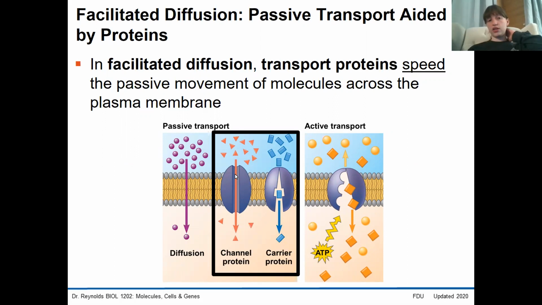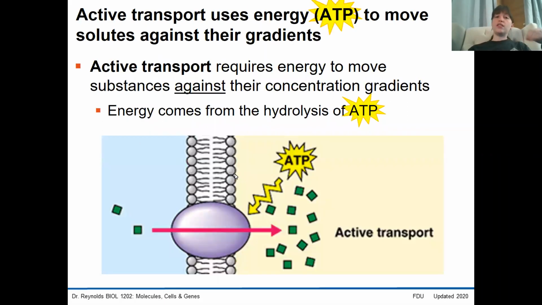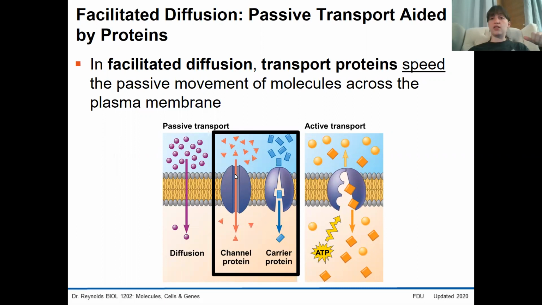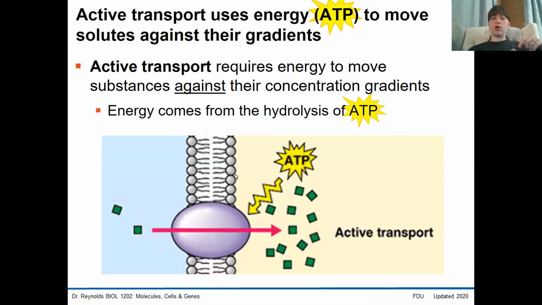Active transport is the use of proteins with the addition of energy to move in the other direction. Remember, the difference between active and passive transport is the direction in which the solute travels. In facilitated diffusion, transport proteins are going to move molecules down their concentration gradient. They're just going to do so faster than if we relied on passive diffusion alone. In active transport, we're going to move them against their concentration gradient, using the energy from the hydrolysis of ATP.